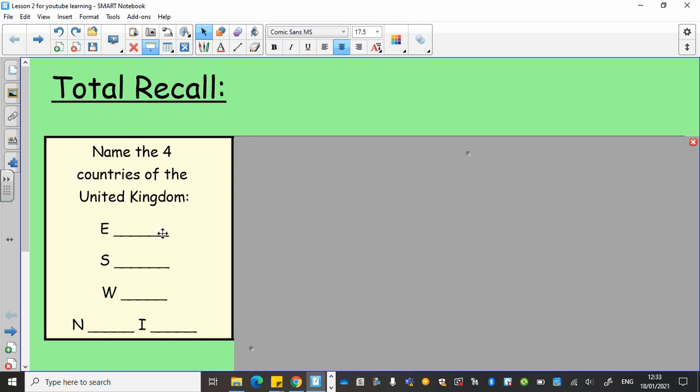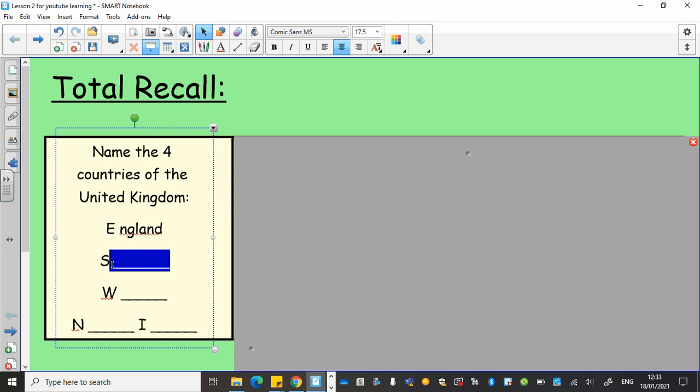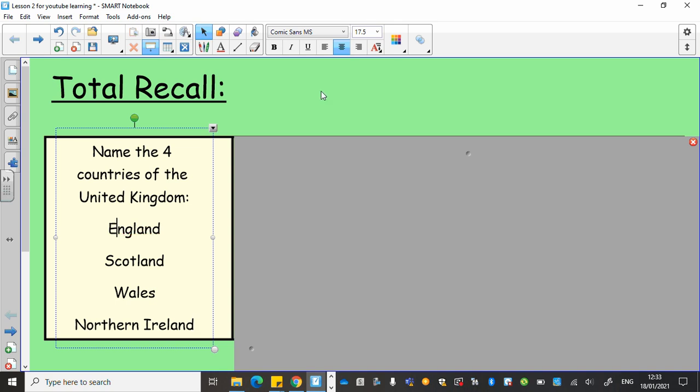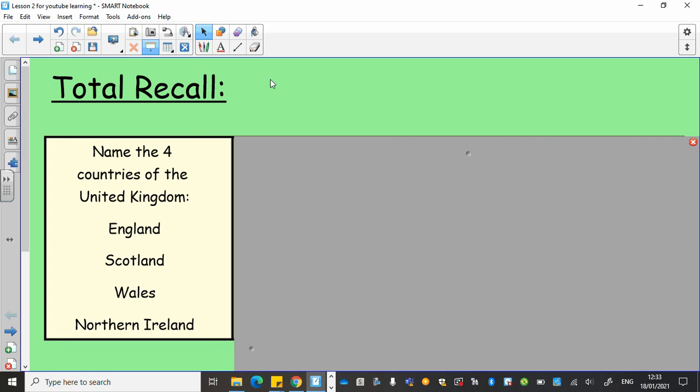Okay, I'm going to tell you the answer. I'm going to tell you that the 4 countries are England, Scotland, Wales, and Northern Ireland. I'm going to have to move that or it will really bother me. There we go. England, Scotland, Wales and Northern Ireland. Those are the 4 countries in the United Kingdom. Well done if you got those 4.